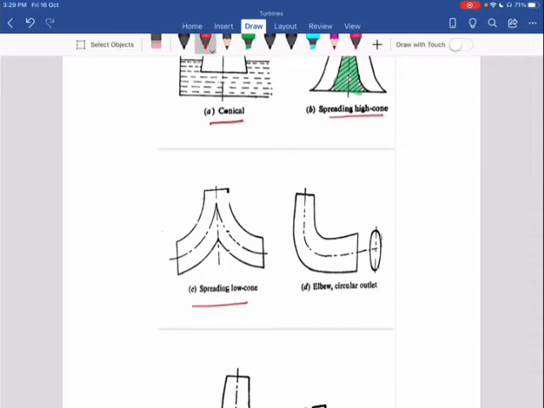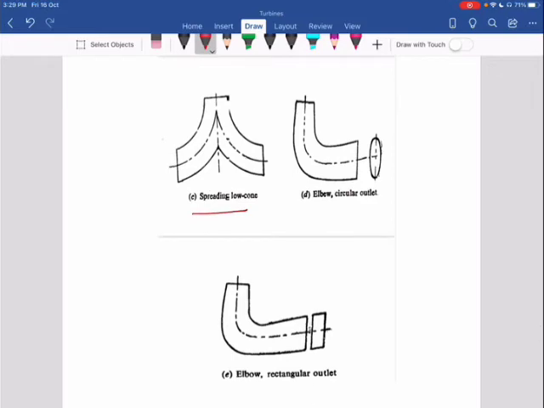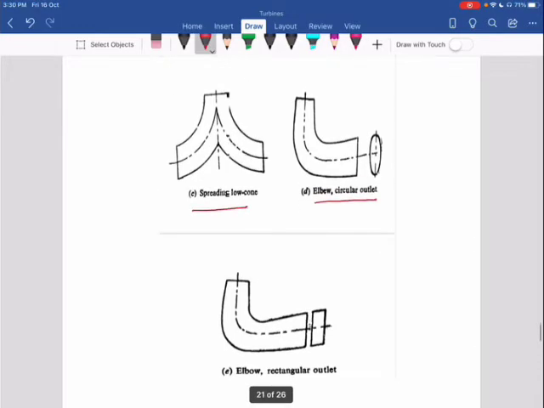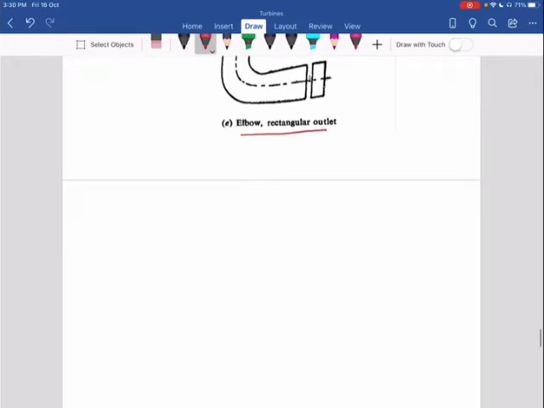Next one is the elbow type draft tube. So elbow type are of two types depending upon the cross section at the outlet. So here you can see this is the elbow type draft tube with circular outlet, and this one is again the elbow type draft tube with rectangular outlet. So these are the different shapes or types of the draft tube. The next is different efficiencies.